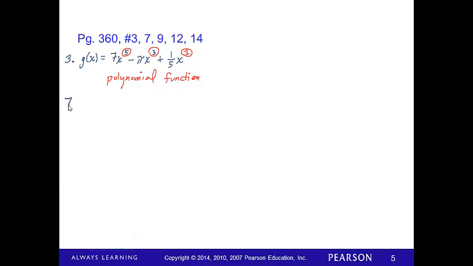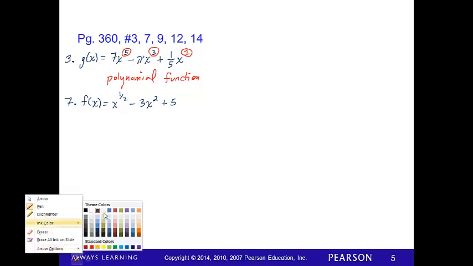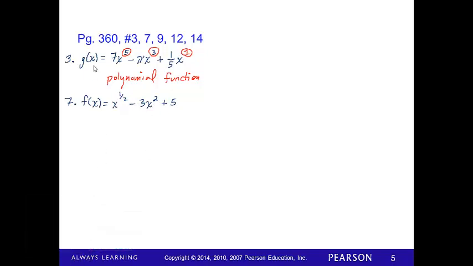Alright, let's look at number 7. It has f of x equal to x to the 1/2 power minus 3x squared plus 5. And again, it says, is this a polynomial function? Oh, and by the way, the degree in number 5 and number 3 is 5, the highest exponent or power.